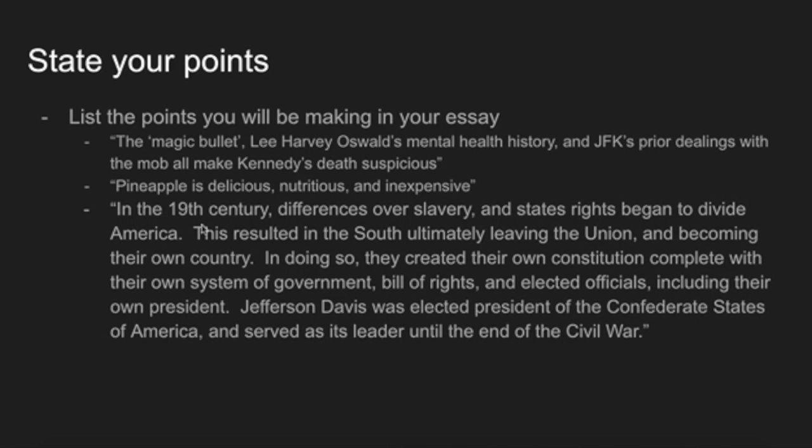Then you're going to make sure you state your points. If the point is that I'm going to argue that a lot of people don't know that the South thought of themselves as their own country, then my points are the things that lead up to and include when the South was its own country. So there are 2 things to notice there. Again, my whole big point of my essay is going to be that the South had another president, basically. That's something, and why it matters is because I don't think a lot of people know that.